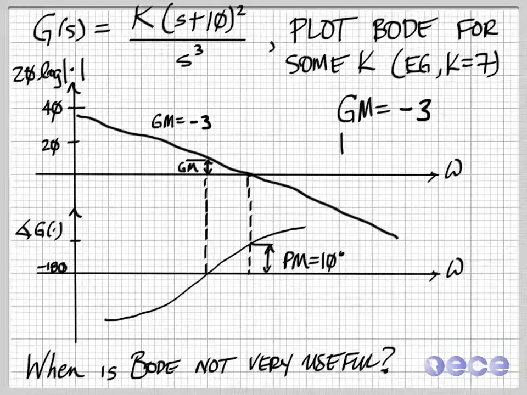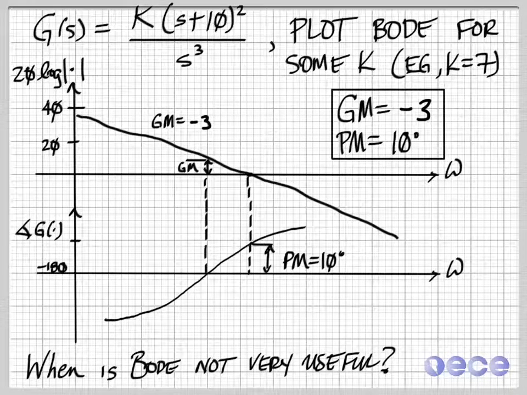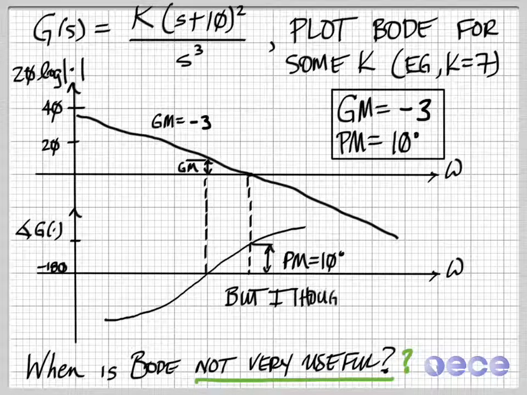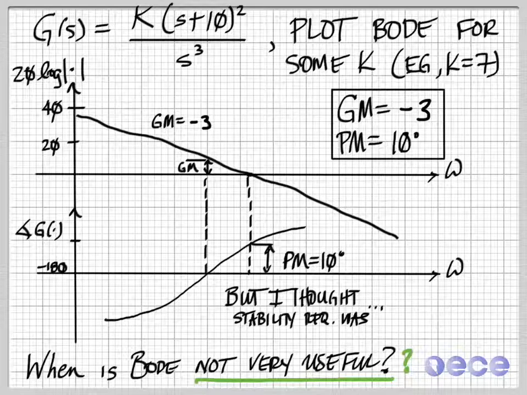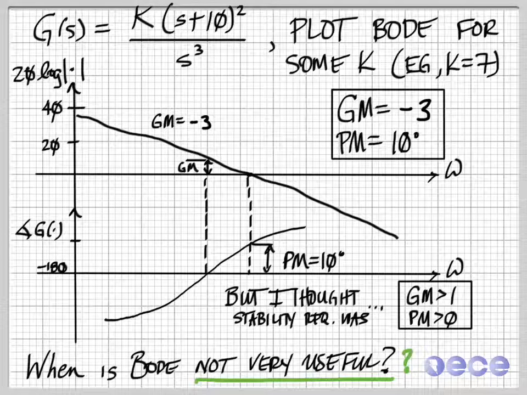So just to categorize this, we have a gain margin that's negative and a phase margin greater than 0. But this is not what we'd like to see in a Bode plot. Usually for stability of a Bode plot, our requirements are that the gain margin is greater than 1 and the phase margin is greater than 0.